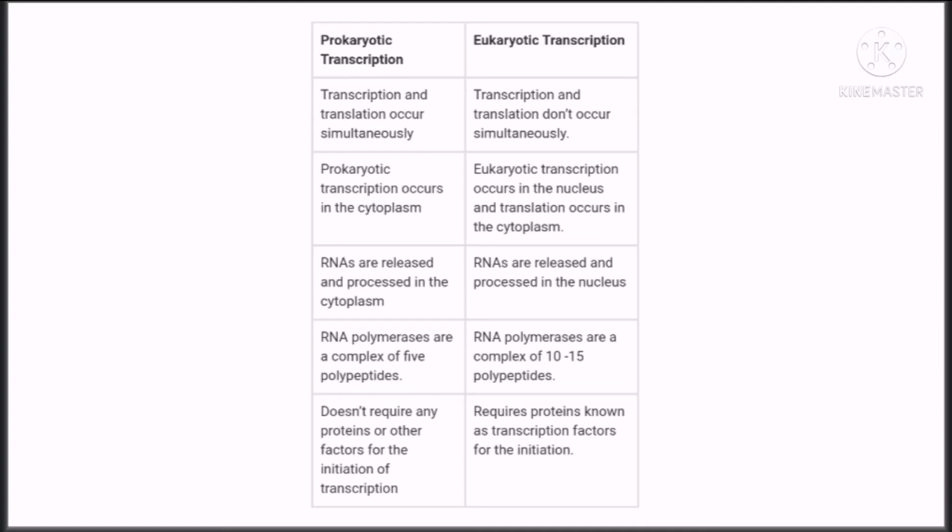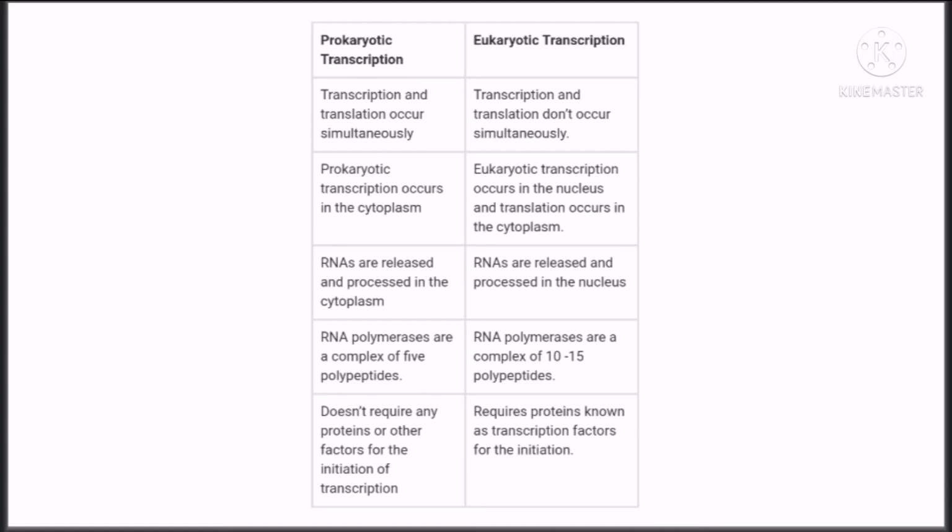The difference between prokaryotic transcription and eukaryotic transcription. In prokaryotic transcription, transcription and translation occur simultaneously. Prokaryotic transcription occurs in the cytoplasm, and RNAs are released and processed in the cytoplasm. Also, RNA polymerases are a complex of 5 polypeptides, and it doesn't require any proteins or other factors for the initiation of transcription.